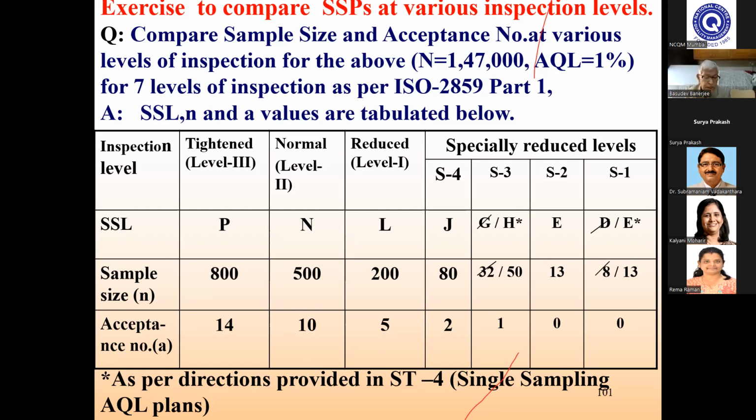Right, 800, and what is the acceptance number? Which one should we see? 1% equivalent, 1% is 14. Right, this is what is written here. Clear? All of you are clear? Yes, sir. You see now, here it was 500 to be inspected, and here it is 800.